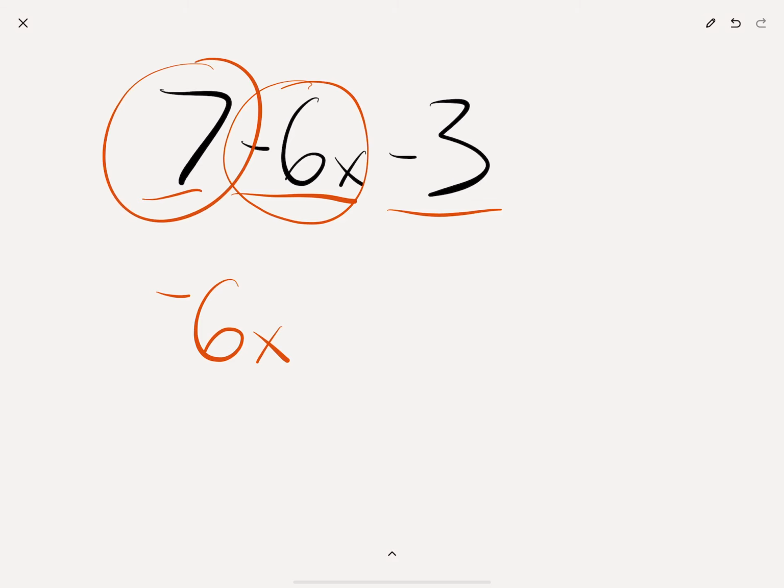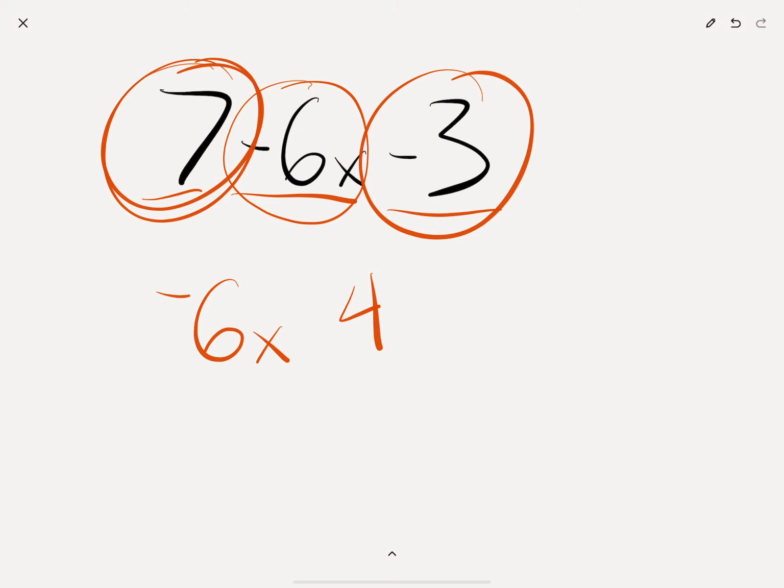But look at the 7 and the negative 3. Neither one of those has exponents or variables, but we know they're alike because they don't have any variables. We've been adding integers like negative 3 and 7 for years now. We can still combine those. 7 and negative 3 are different signs, so we subtract and get 4. All right, keep the sign of the bigger number, so it is positive 4. So this expression can be simplified as negative 6x plus 4 or 4 minus 6x. And that is how we combine like terms.